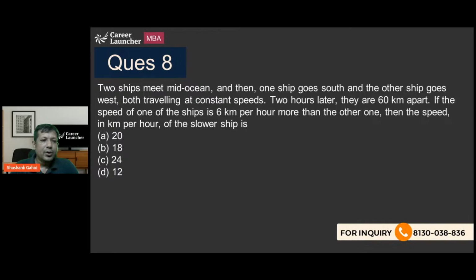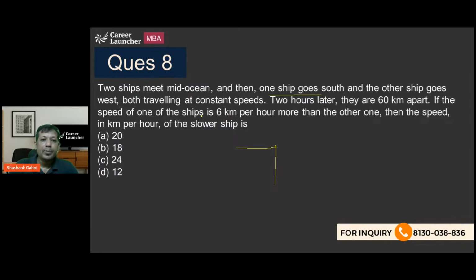Now let's look at this one. What does it say? It says that two ships meet mid-ocean and then one ship goes south, another goes west. So they meet at this point. One goes south, another one goes west. And both travel at a constant speed. 2 hours later, they are 60 kilometers apart.